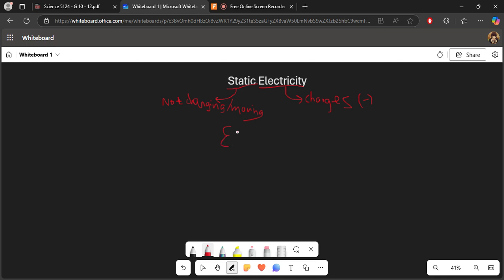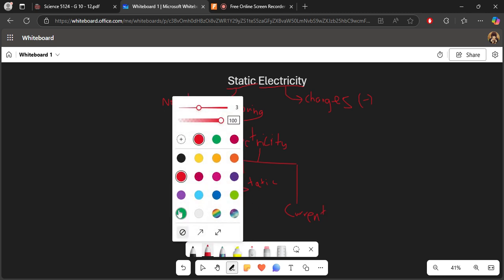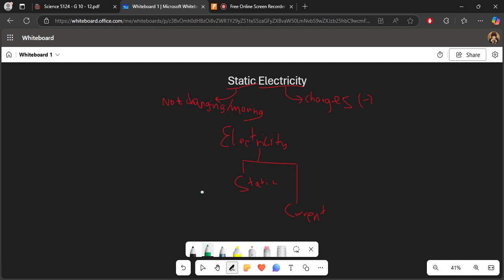When it comes to electricity, there are two types. We have static, which is what we're covering right now, and current, which we will cover at a later stage. Under static electricity, the situation is like this.